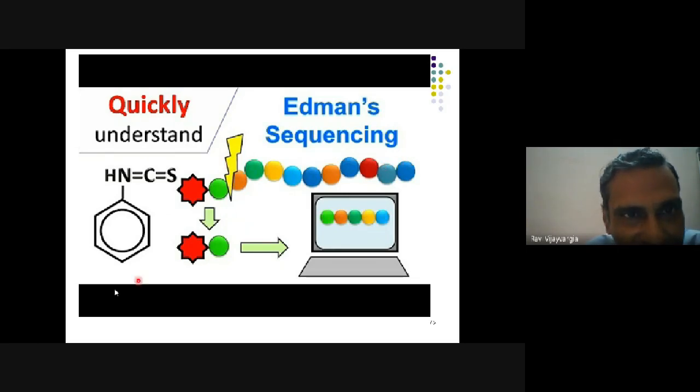Okay, so this is Edman sequencing, but nowadays we have more advanced methods. So Edman sequencing is lesser used. What we now normally use is mass spectrometry.